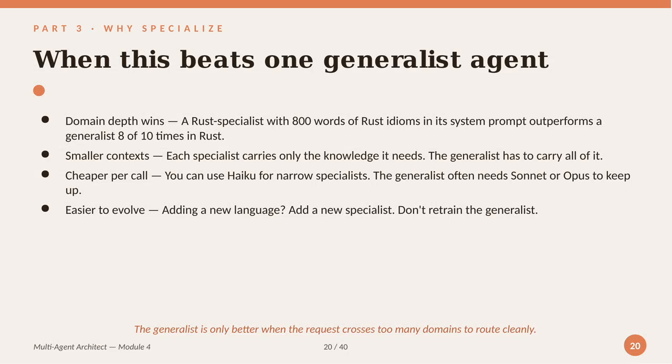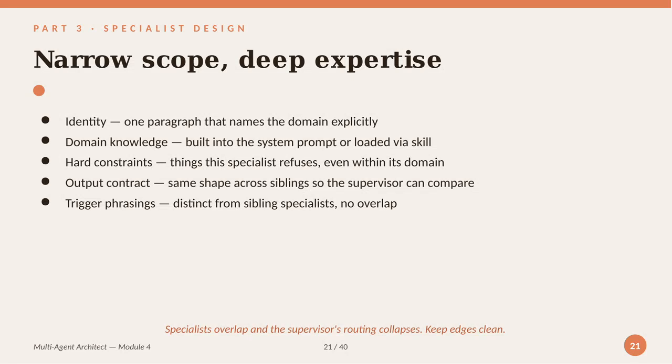Explicit rules. Why specialize at all? Why not one generalist agent that handles every language? For 3 reasons. Domain depth wins. A Rust specialist with 800 words of Rust idioms and ownership rules in its system prompt outperforms a generalist 8 times out of 10 on Rust tasks. The same generalist trying to know Rust and Python and TypeScript and Go ends up shallow on all 4. Smaller contexts. Specialist design checklist.